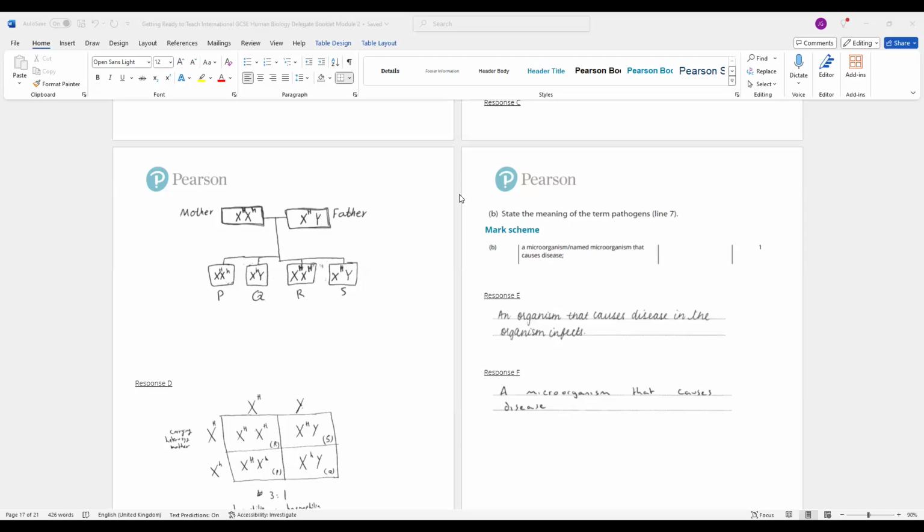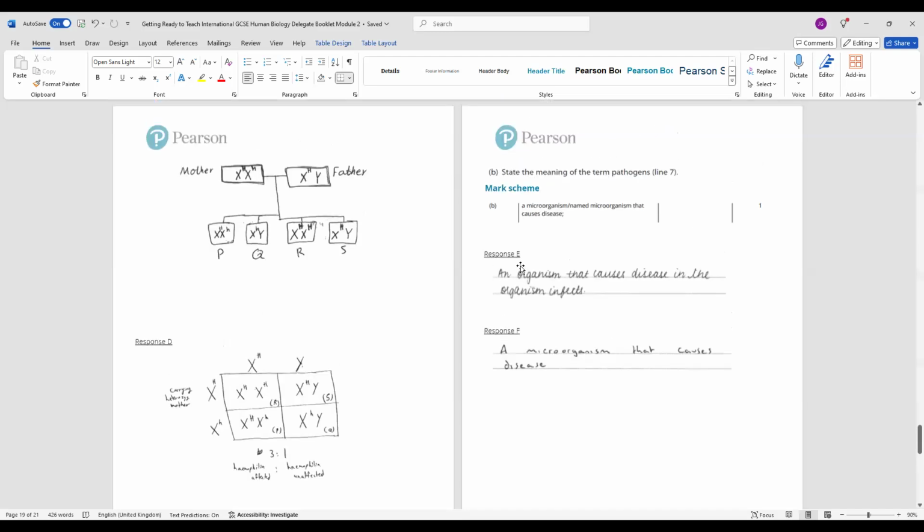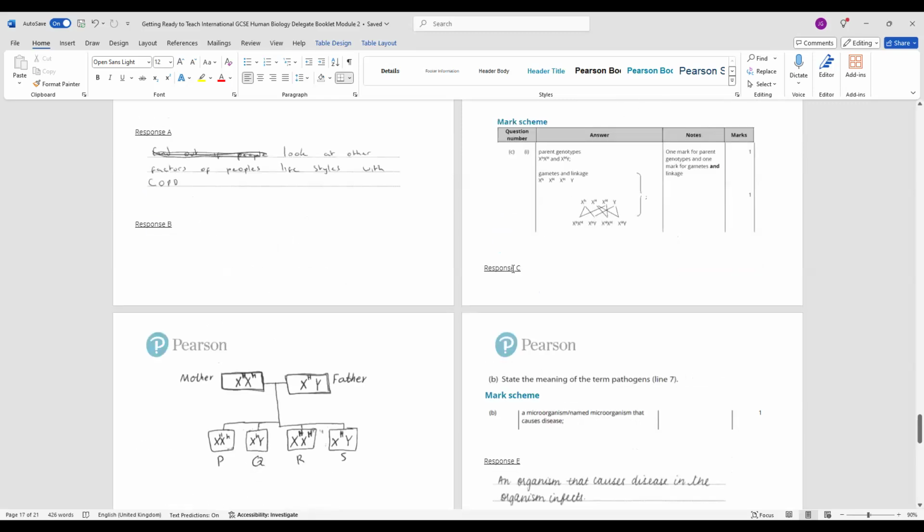Okay? Let's look at the next one, which is response D. Okay, now I go down a little bit to response D. So this shows a Punnett square, which is fine. Okay. And it shows the correct outcome and the correct genotypes of the offspring. Now, if we go back to the mark scheme, the mark scheme says parent genotypes, heterozygous, and big X, H, Y. Okay, so I'm going to go back to the PowerPoint and we'll stop sharing this and return to the PowerPoint for a moment. And we'll go through what they gave as.